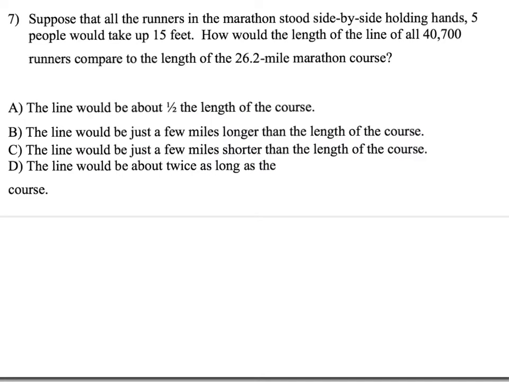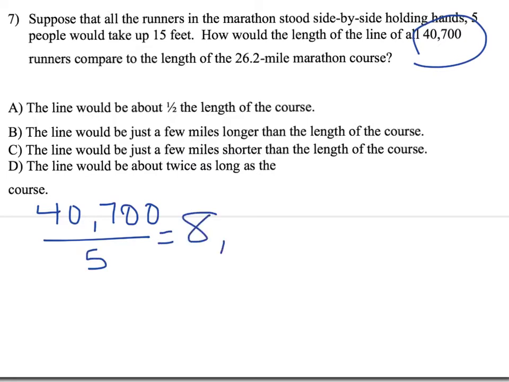So I'm going to have to figure out 5 people take up 15 feet. So I'm going to figure out how many groups of 5 people there actually are in the 40,700. Again, this is one way. This isn't the only way or the correct way. There's many ways to do this. But 40,700 divided by 5 gives me 8,140 groups of 5. So that's how many groups of 5 that I have.